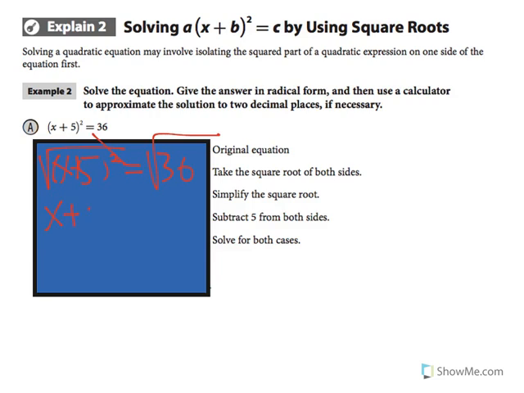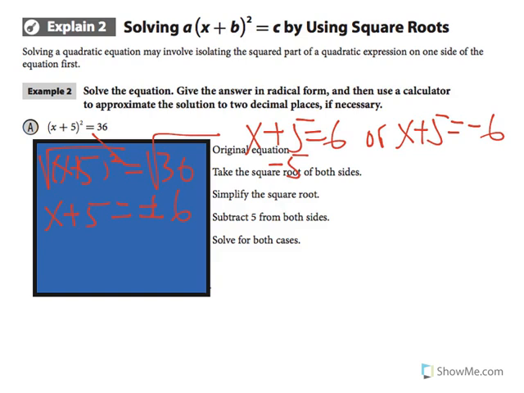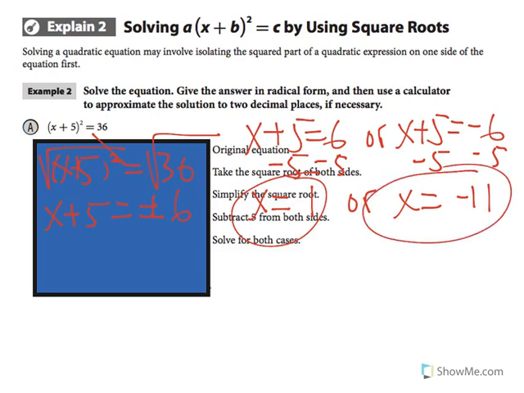Right? So we see that the square root and the square cancel out, so we have an x plus 5. Now be careful here, this is going to be plus or minus 6. Plus or minus means that we're going to have 2 equations. So you set this up as x plus 5 equal to 6, or x plus 5 equal to negative 6. Now solve for x by subtracting 5, so x equals 1, or x equals negative 11. So we should have 2 answers, x equal to 1 or x equal to negative 11.